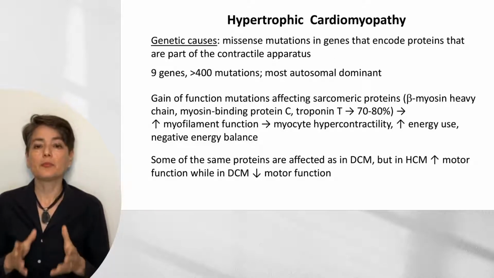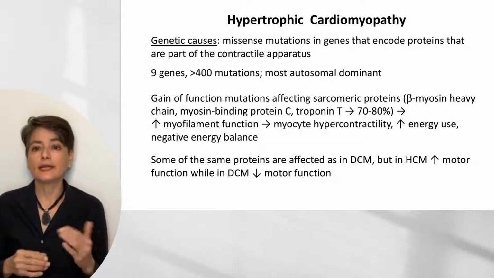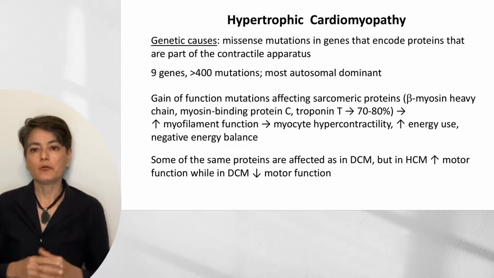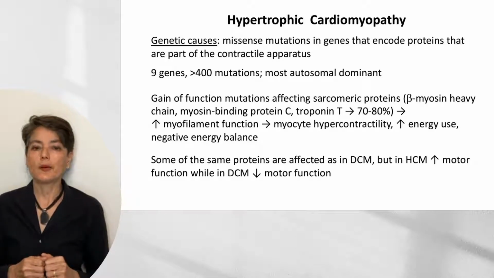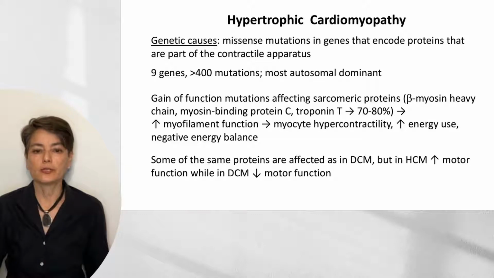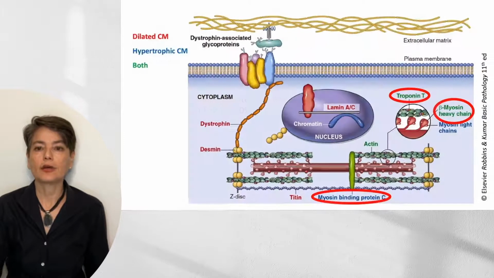Now, as I mentioned, some of these same proteins are affected in dilated cardiomyopathy, but in hypertrophic cardiomyopathy, we have an increase in motor function, while in dilated cardiomyopathy, we have a decrease in motor function. All right, let's go back to our image, and now we look at our hypertrophic cardiomyopathy. I've circled in red the big three: troponin T, beta-myosin heavy chain, and myosin-binding protein C. One that is unique to hypertrophic cardiomyopathy is myosin light chain. You don't see that in dilated cardiomyopathy.